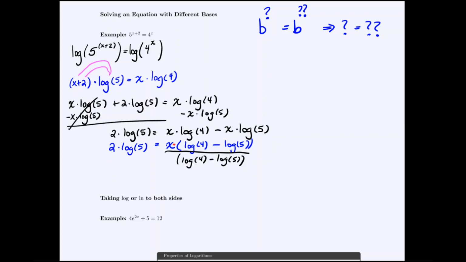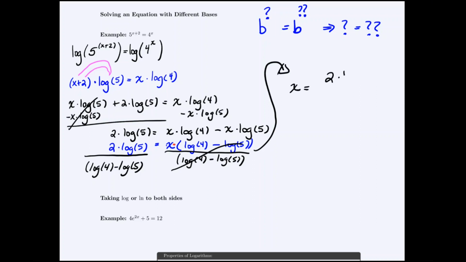What's done to one side must be done to the other. It cancels from that side, and that would leave us with x equals 2 times log of 5, all divided by log of 4 minus log of 5.